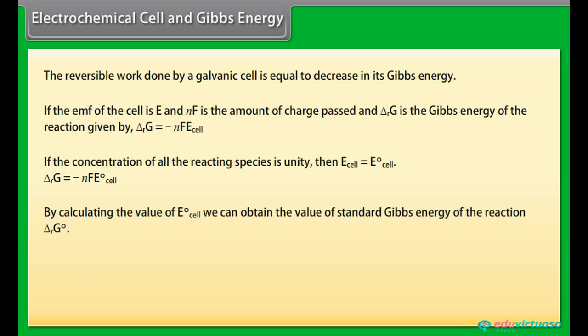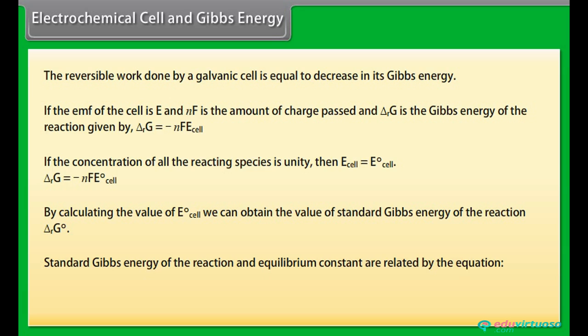By calculating the value of E naught cell, we can obtain the value of the standard Gibbs energy of the reaction, delta rG naught. The standard Gibbs energy of the reaction and the equilibrium constant are related by the equation delta rG naught is equal to minus RT natural log K.